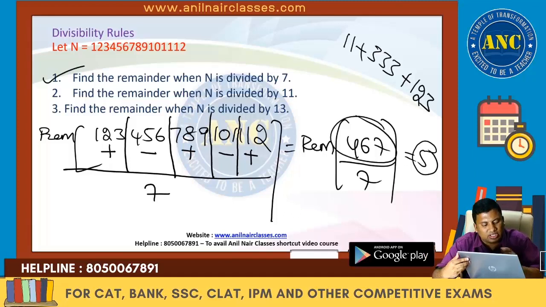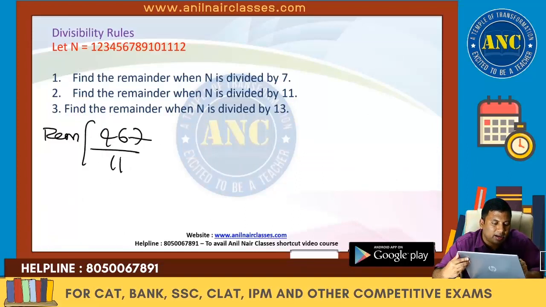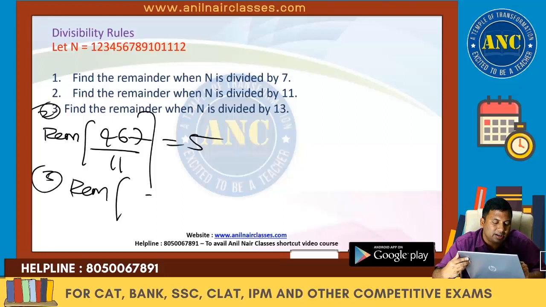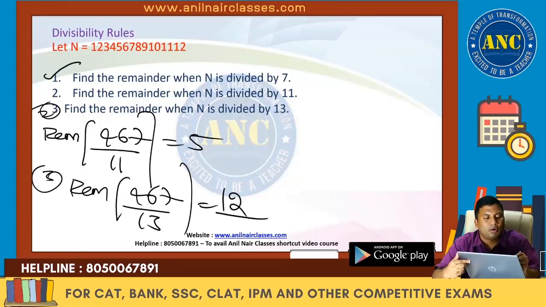Now this 467 is very important because with this we can do all the other questions. Second question: 467 divided by 11. 11 minus 6, it is 5. Third one, 467 divided by 13. 13 3s are 39, 13 5s are 65. Answer is 12. I hope the idea is clear.